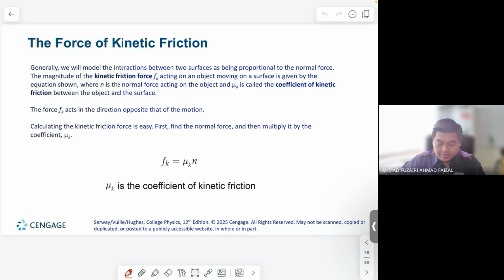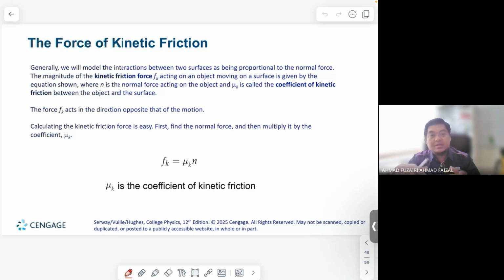Okay, so the word friction means it opposes all the motion. So if the motion goes to the right, that means the friction goes to the left. Or should I say the direction of the friction should always oppose the motion, regardless of where the motion is. Friction can be divided into kinetic friction and static friction.